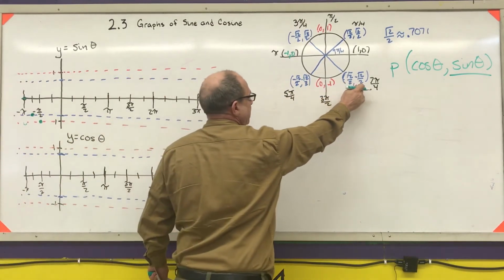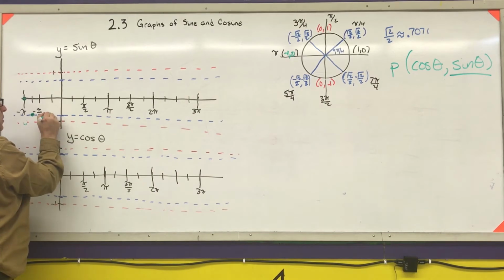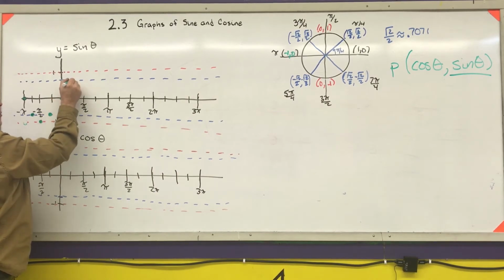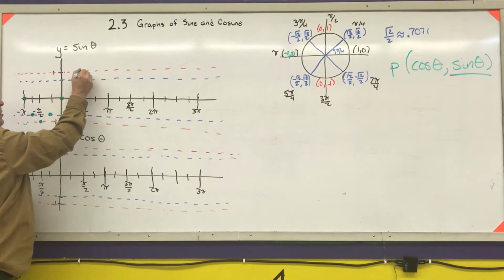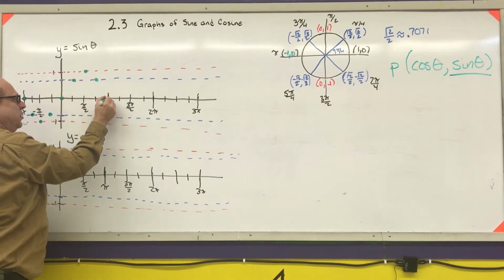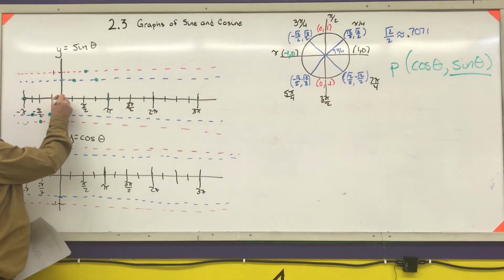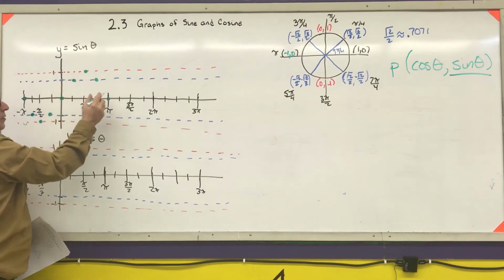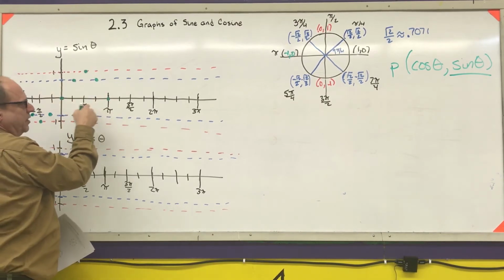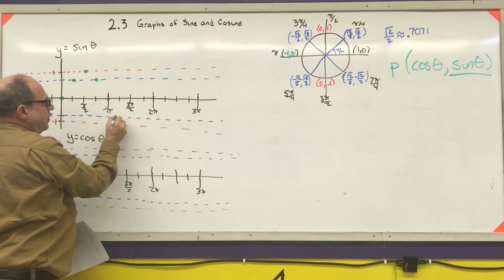Then negative square root of 2 over 2. Then 0. Positive square root of 2 over 2. Positive 1. Root 2 over 2. 0. Okay? Notice that if I'm starting here at the origin, the sine graph starts at the origin going up every pi fourths increments for the standard graph of y equals sine theta. Okay?